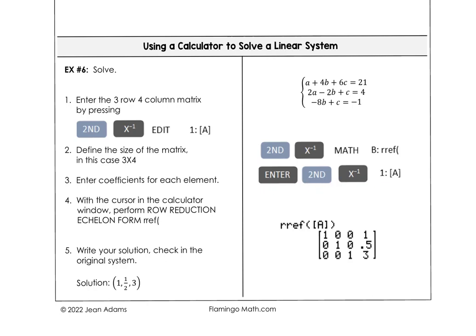And once we put those in, we're going to enter the values, and then getting down to the end, it again is going to show us that the triangular ones are there on the diagonal, and here is our solution: 1, 1/2, and 3.